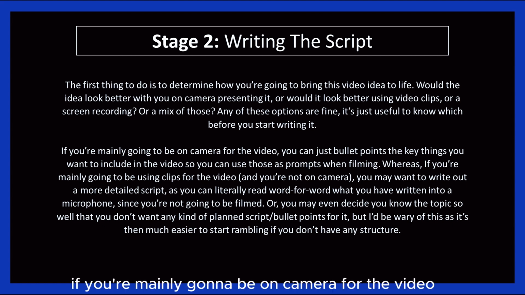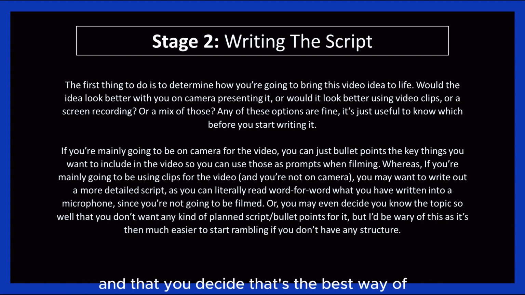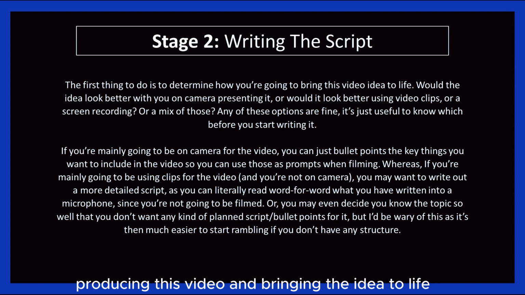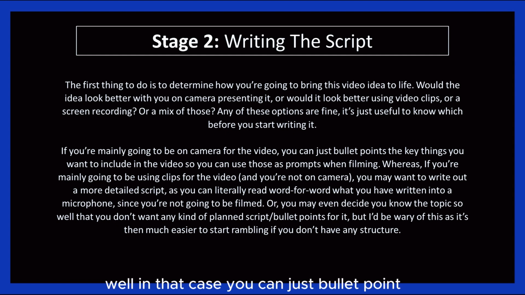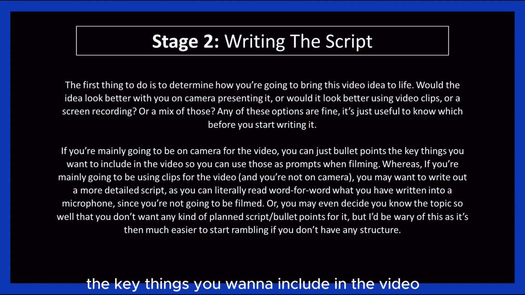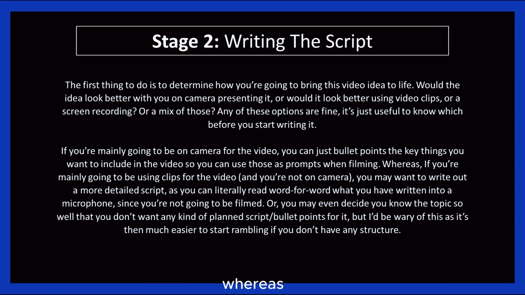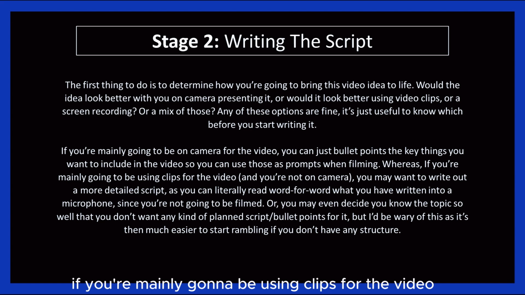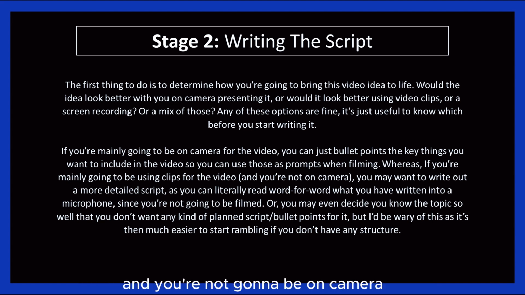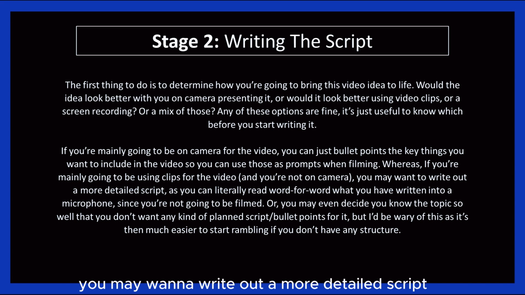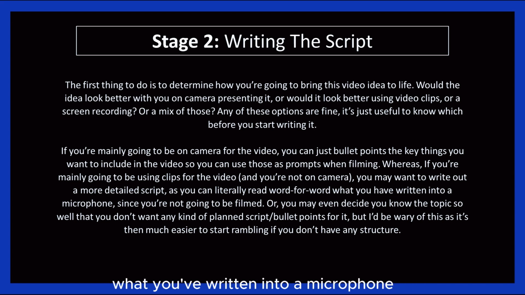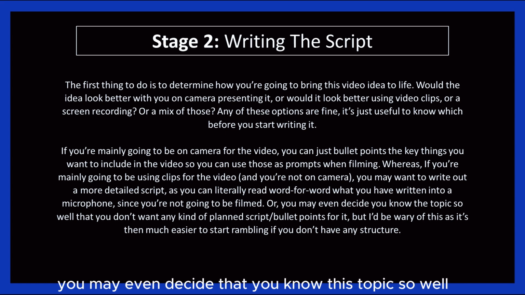If you're mainly going to be on camera for the video and you decide that's the best way of producing this video and bringing the idea to life, well, in that case, you can just bullet point the key things you want to include in the video. So you can use those as prompts when actually filming it. Whereas if you're mainly going to be using clips for the video and you're not going to be on camera, you may want to write out a more detailed script, as then you can literally read word for word what you've written into a microphone, since you're not going to be on camera being filmed, so it doesn't matter that you're reading a script.